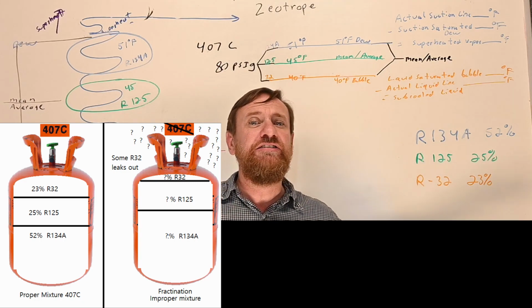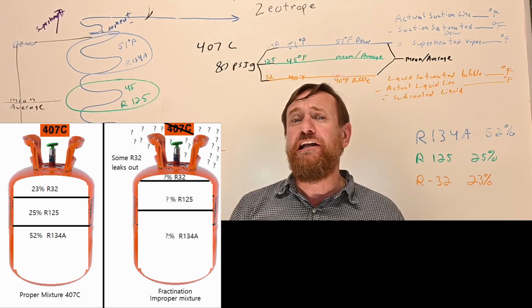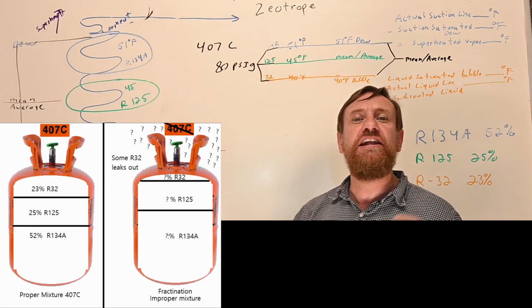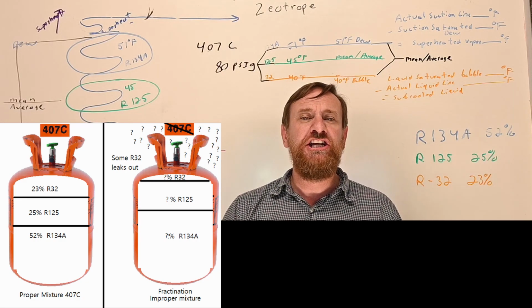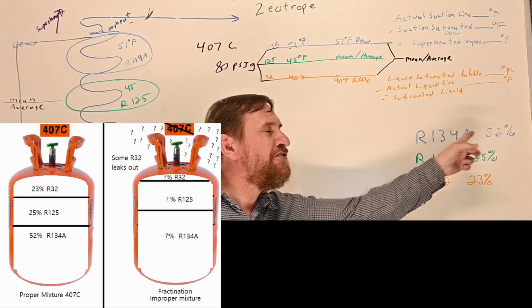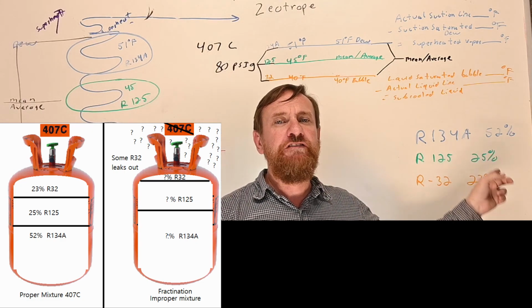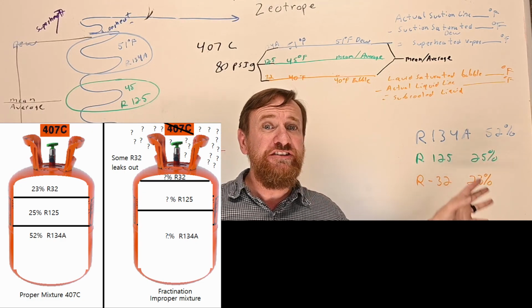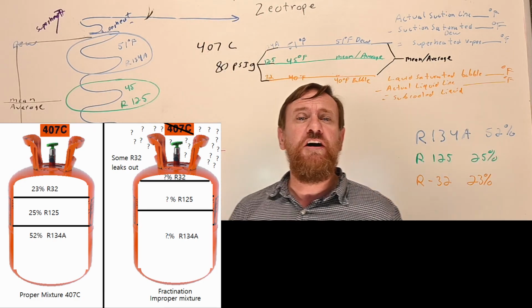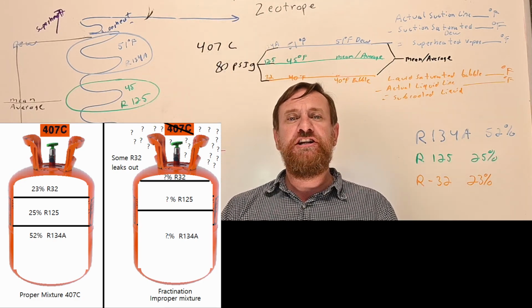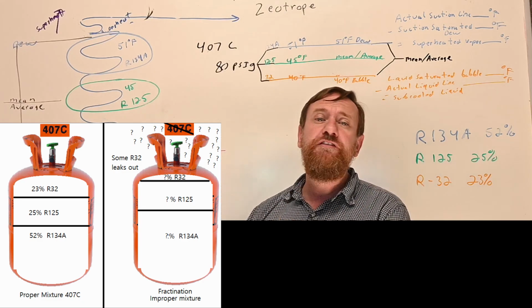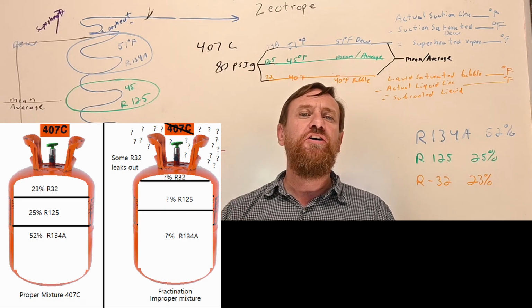Same thing on the condenser side. If I had a leak in that condenser, I could lose more of one of these refrigerants than another. And that would be called fractionation. Once we have fractionation, it changes the percentages of the mixture of refrigerants. Now that we have different percentages, all of these numbers are off the table. So when we end up with fractionated refrigerants, we're going to have to recover all of the refrigerant out and then put in all new refrigerant.